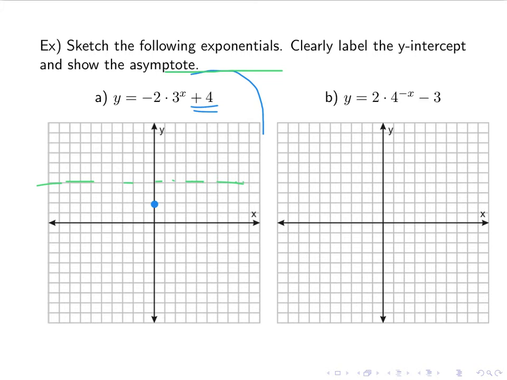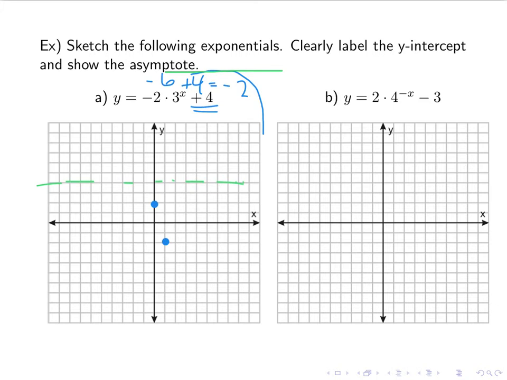Again, just to make sure that my graph's going to look good, I'm going to plug in another number. So I'm going to plug in, say, 1. If x is 1, then I have negative 2 times 3 to the 1. That's just negative 6. Plus 4 is negative 2. So I have 1, negative 2. So that's going to be there in my picture. And again, that's following that generic picture that I have up top, so that makes sense.